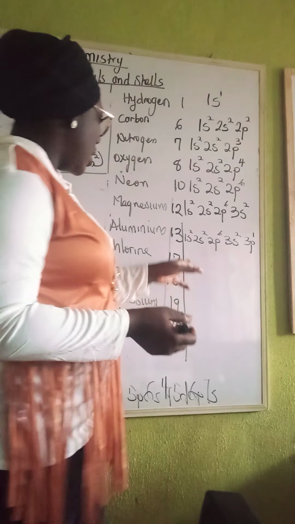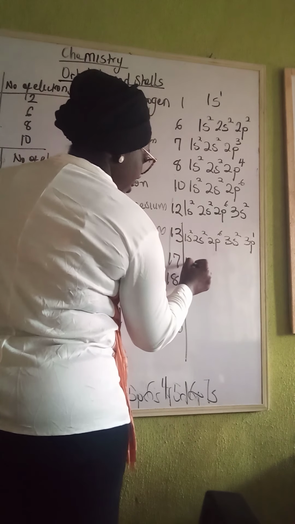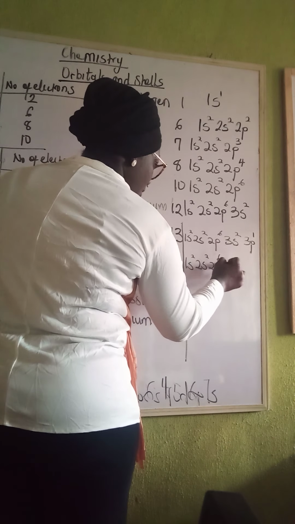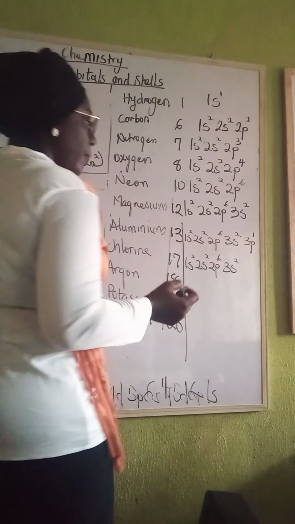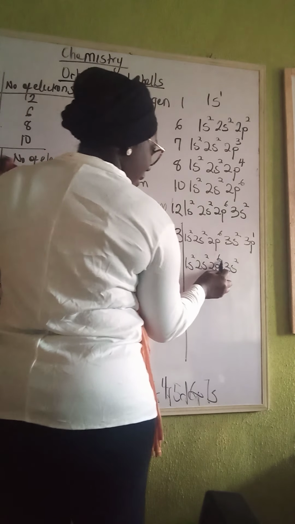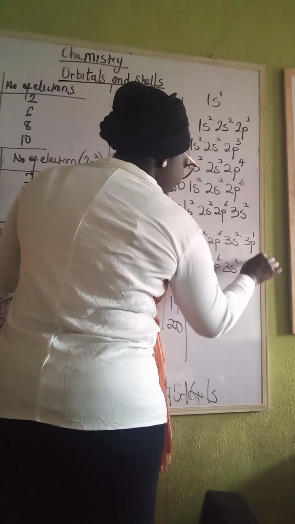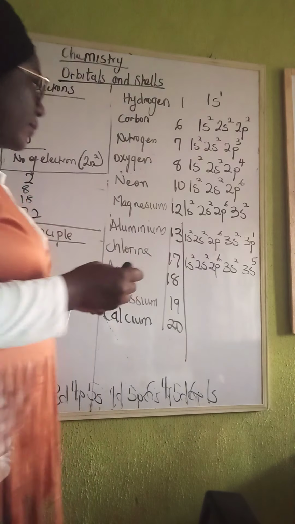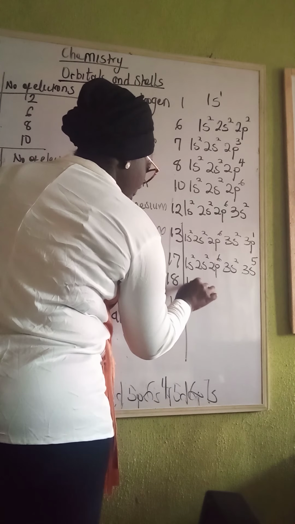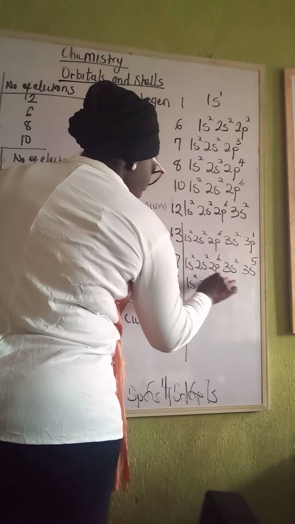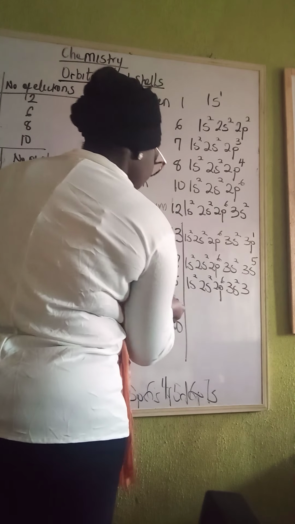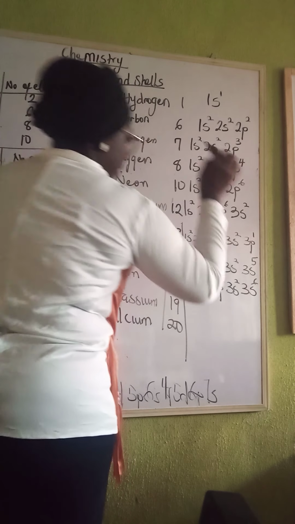Yes. So look at 17 now. We have 1s2, 2s2, 2p6, 3s2. Now, remember I said p can accommodate 6. By the time you add up those together, we still have 5 left, which is 3p5. If you add it up, it will give you 17. Let's go ahead with 18: 1s2, 2s2, 2p6, 3s2, 3p6. Good.